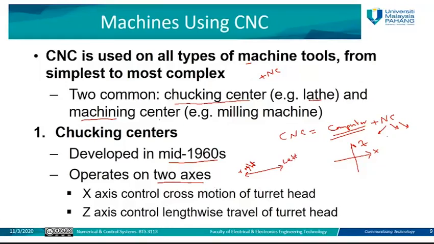The second axis, the Z-axis, controls the lengthwise travel of the head. If one is left and right, this will be up and down, or front and back, depending on the position of the table of the machine relative to the head. If the head is on top, the table can be moved left and right, for example. This is one axis, and the head can be moved down and up, which is the other axis. We'll see it in the figure later.